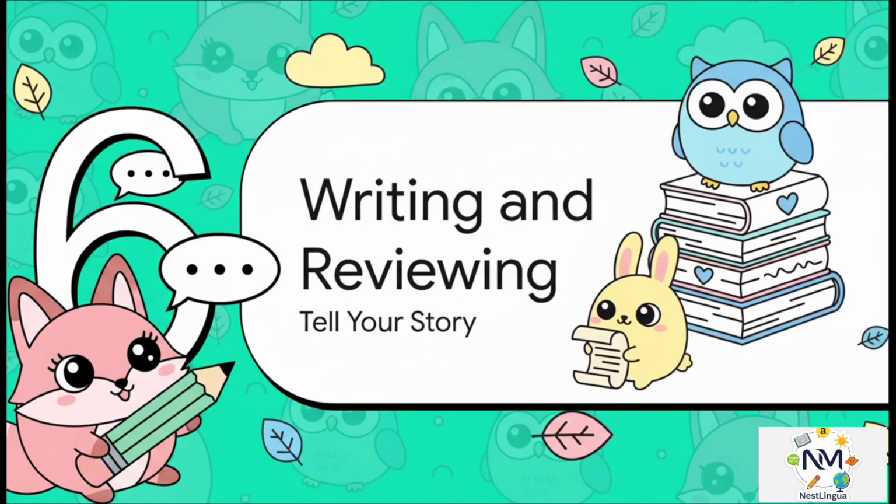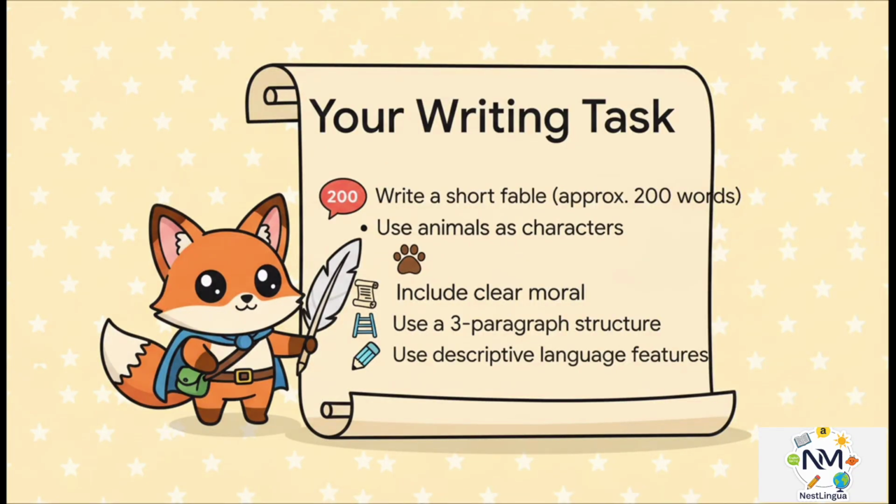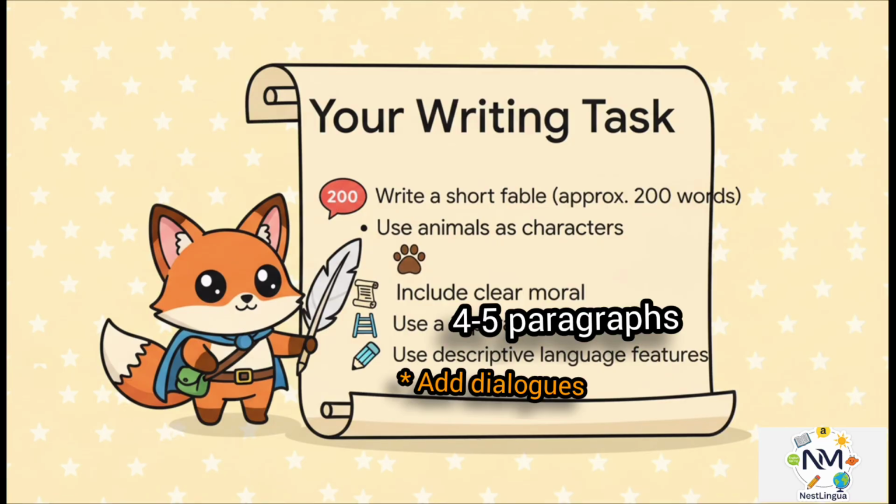Welcome back. With your plan all filled out, you are totally ready to write. This is the exciting part, where all your ideas leap off the page and come to life. Let's take a look at your final task. Okay, here's your mission. Write a short fable, somewhere around 200 words. Remember to use those symbolic animal characters, stick to the 3-paragraph structure we talked about, and sprinkle in those wonderful descriptive words to make your story shine. And most importantly, make sure your chosen moral is crystal clear.